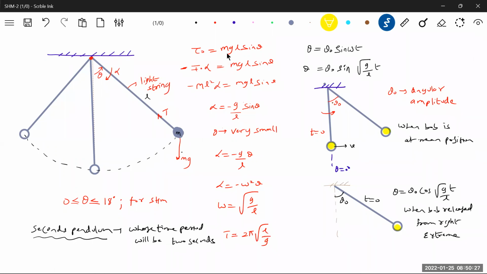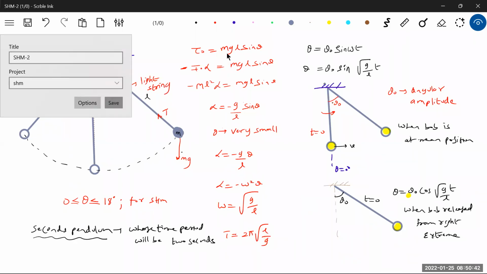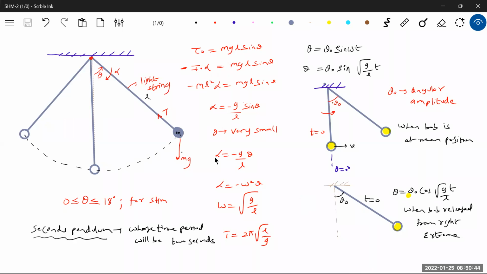Even the SHM equations will be written of this kind. You have to be careful. If it is released from here, we'll write minus cos, all this, negative angular displacement. After this, we'll take the conditions.